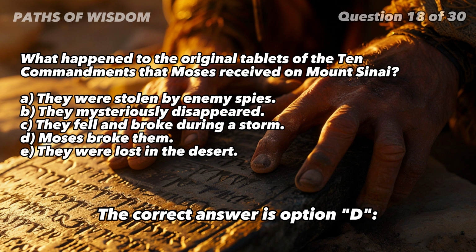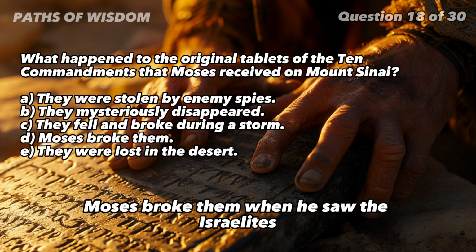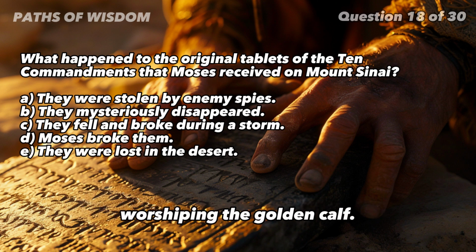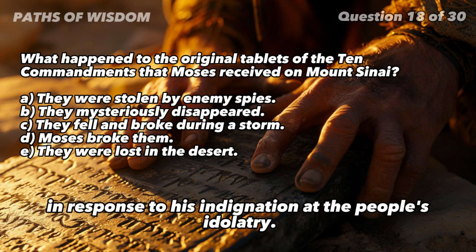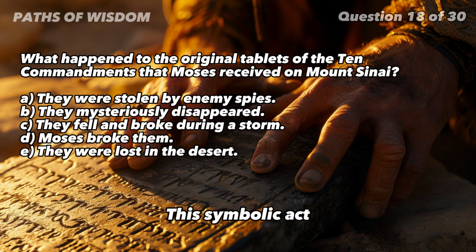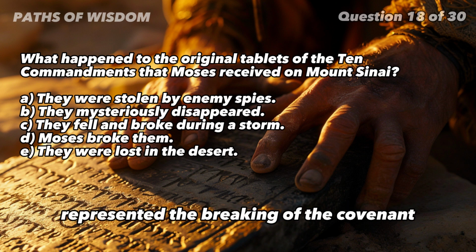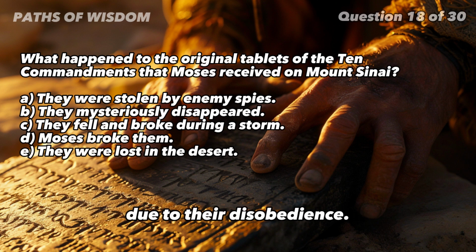The correct answer is option D. Moses broke them when he saw the Israelites worshiping the golden calf. Moses broke the tablets in response to his indignation at the people's idolatry. This symbolic act represented the breaking of the covenant between God and the Israelites due to their disobedience.